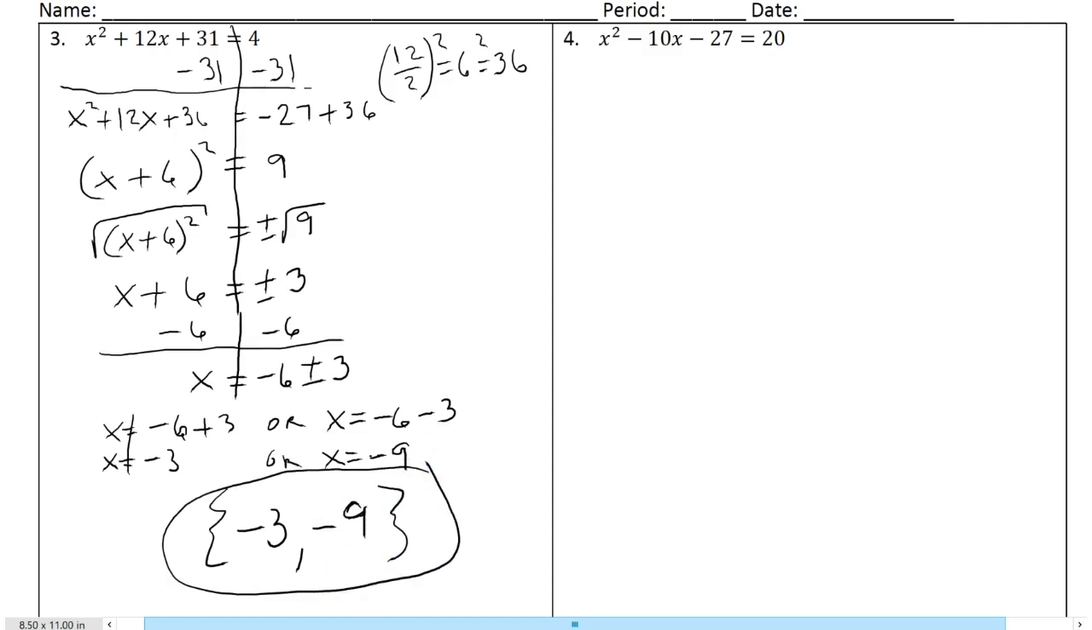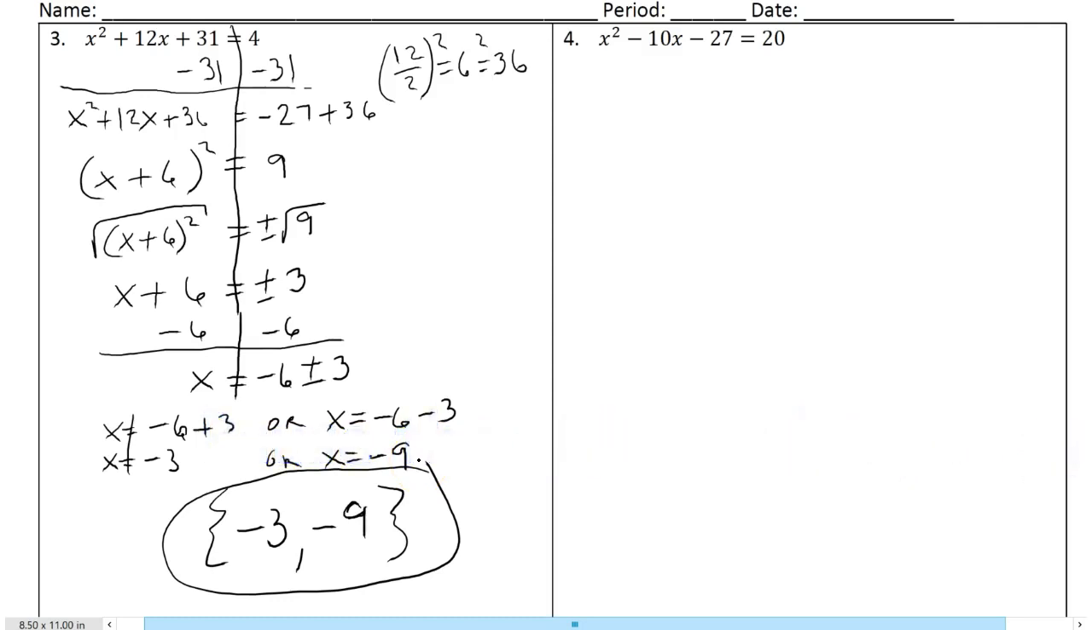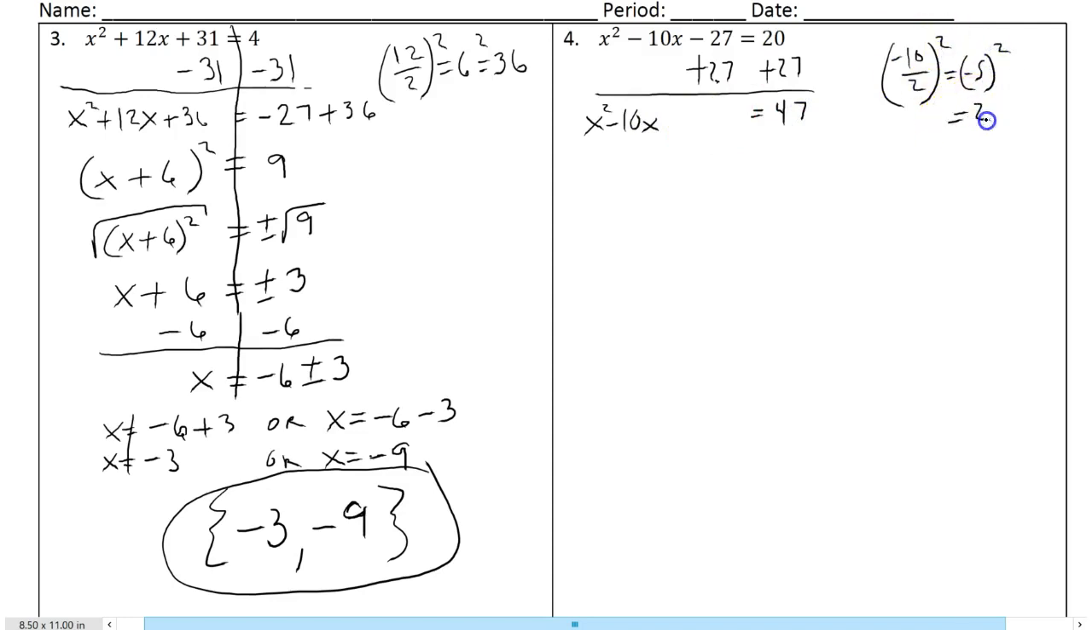Now pause the video and try the next example yourself. Now that you have tried it, check your work. Add 27 to both sides. Now complete the square. Half of -10 is -5. -5 squared is positive 25. Add 25 to both sides of the equation. Factor the left side of the equation for x minus 5 squared equals 72.